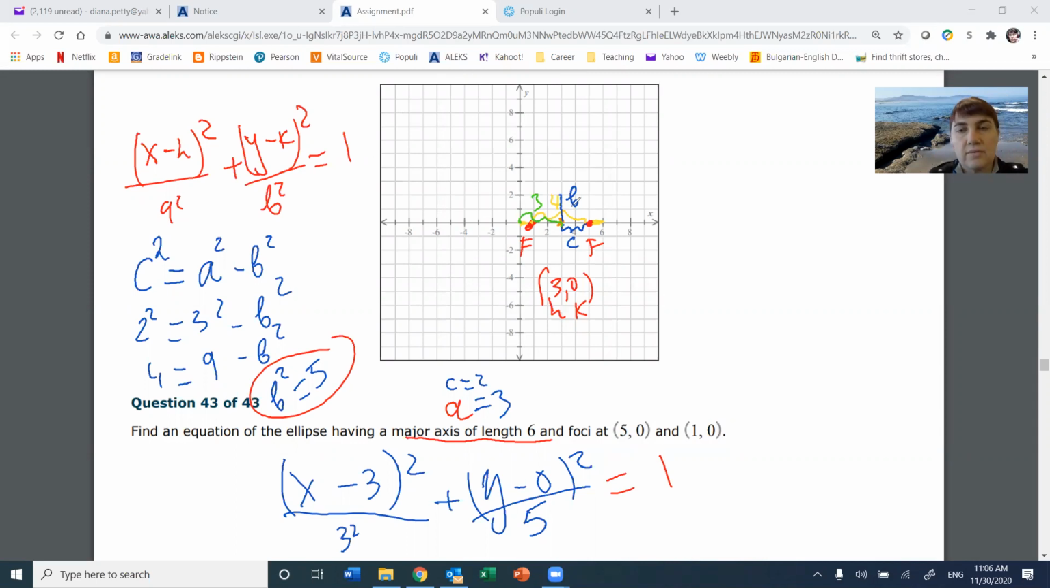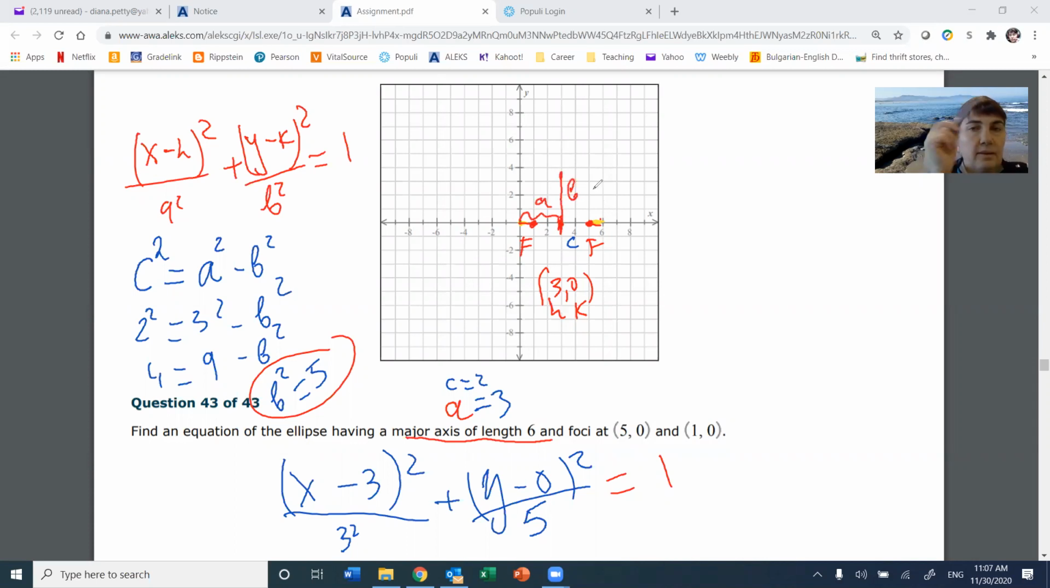Got it? So let's review. It's a little messy there, but we were given the major axis and the foci. The major axis is a total of 6. So you know a is half, right? a is the vertex, and b was up. We didn't have to find b, right?